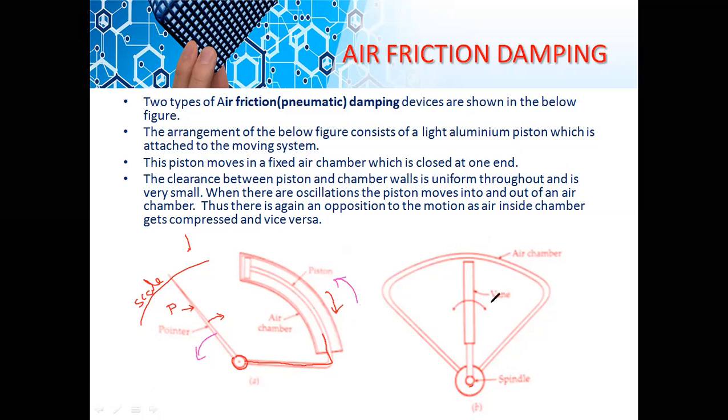Coming to this type, when your vane, or when the spindle, is moving in clockwise direction, air in side 1, say this is side 1 and this is side 2, air in side 1 will get compressed, which will try to oppose the movement of the vane. And when the piston is moving in anti-clockwise or counterclockwise direction, air in side 2 will get compressed and it will try to oppose the movement of the vane. So this is how it works.